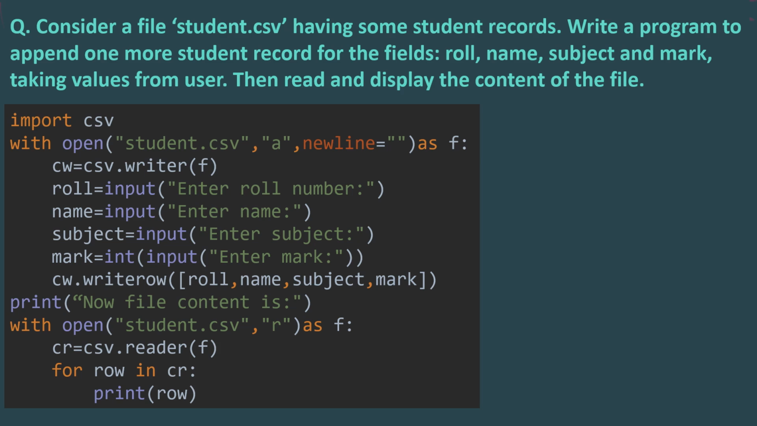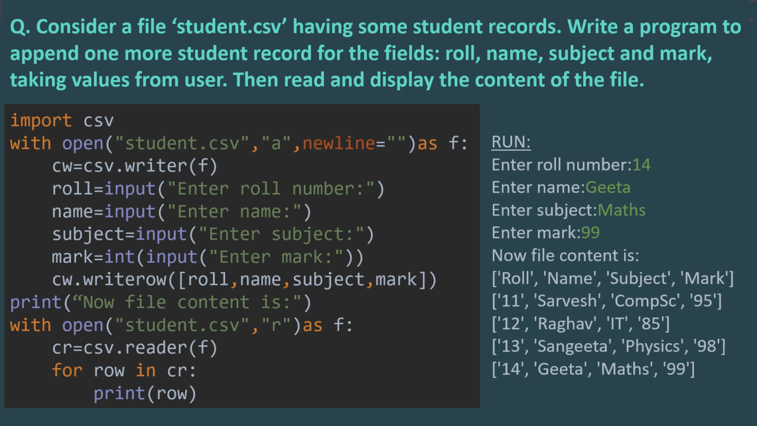Now suppose if you want to see the content of the file, then you have to open this file in read mode. Here also I have used the with open statement to read the file, and after that you can just create a CSV reader object which is stored in the variable cr. Now you have to read line by line, so you can use a for loop. For row in cr, you have to print the row.